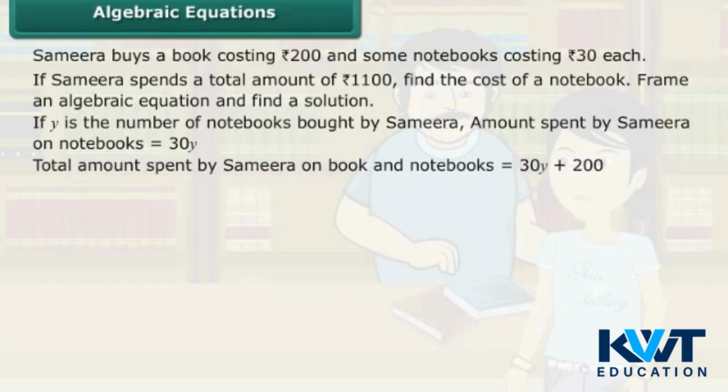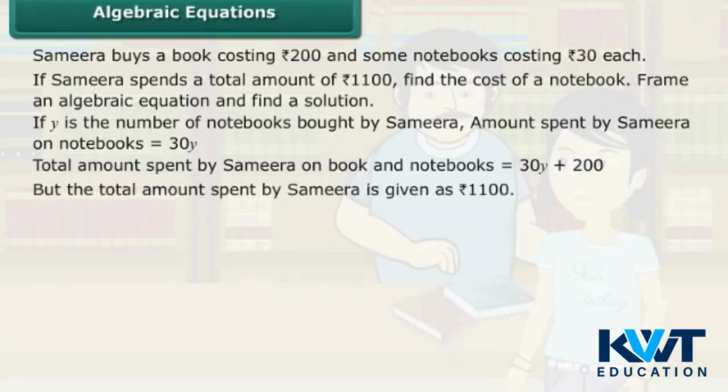Total amount spent by Samira on book and notebooks is equal to 30Y plus 200, but the total amount spent by Samira is given as 1100 rupees. Therefore, 30Y plus 200 is equal to 1100.